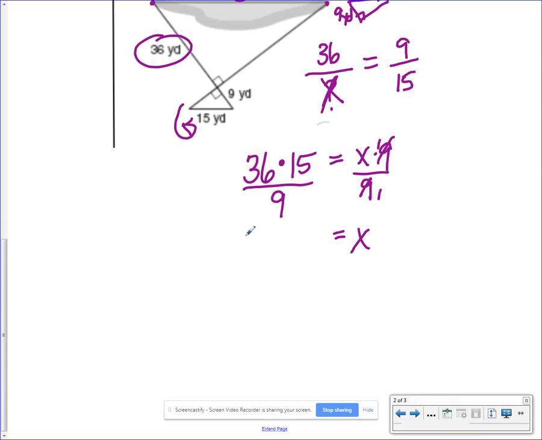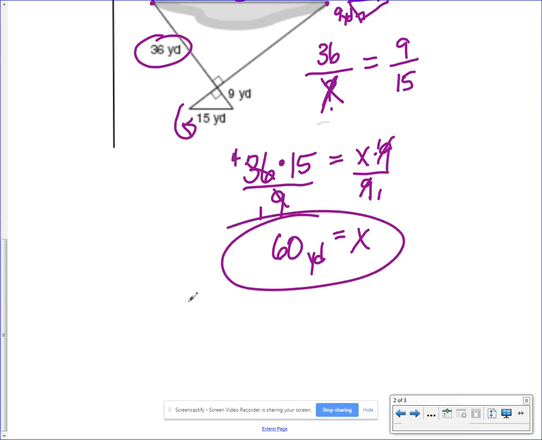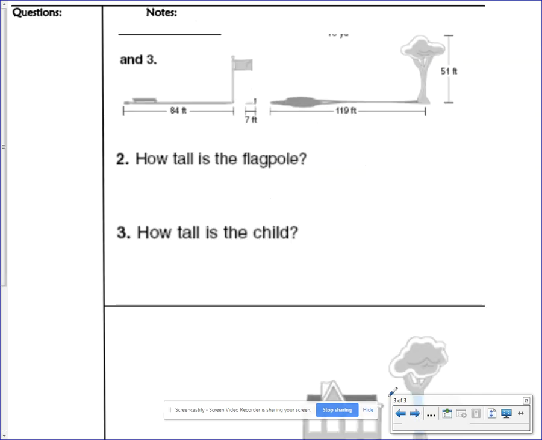Now, here's the deal. You don't always have to be grabbing your calculator, because if you know that 9 is a factor of 36, then this just becomes 4 times 15 over 1, which is 60. We are in yards, so there's your answer. Let's keep going and see what we can encounter. This is a little oops that got copied in there, so just ignore that.